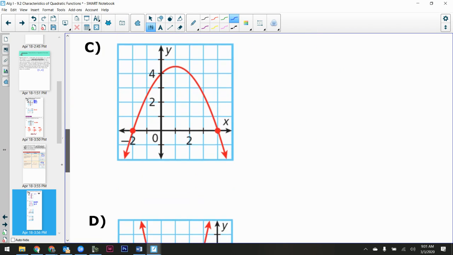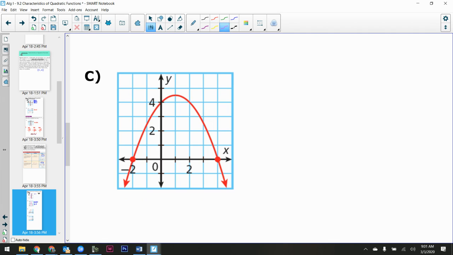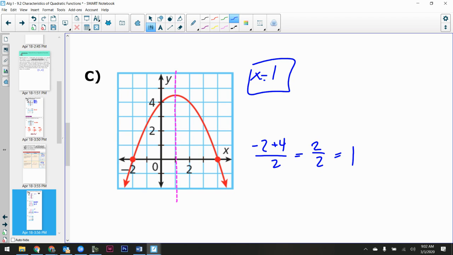Let's look at part C there. Looks like right here. Let's double check that. X equals, what do we think? 1. Let's double check that at 1. I've got negative 2 and positive 4. What's negative 2 plus 4? 2. Divided by 2 is 1. There it is. X equals 1.